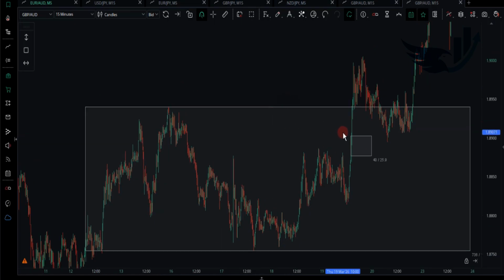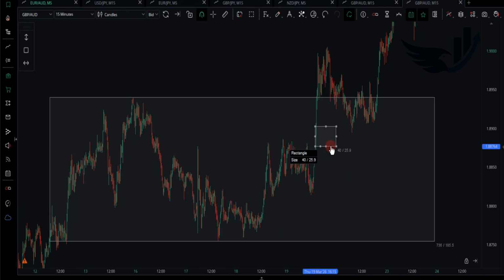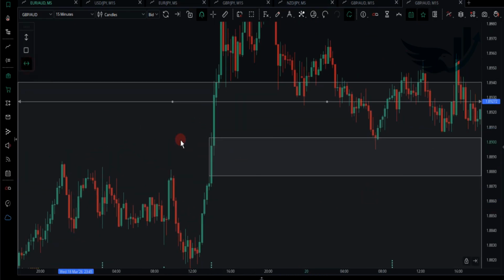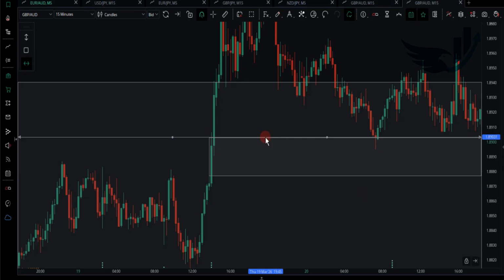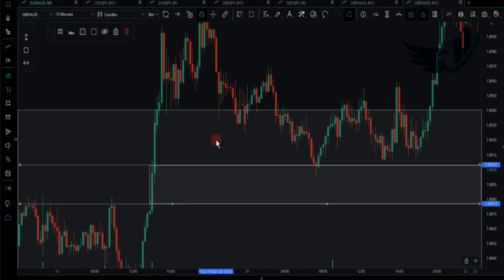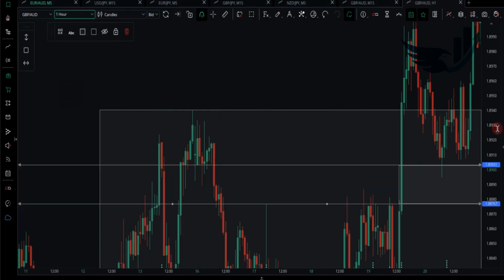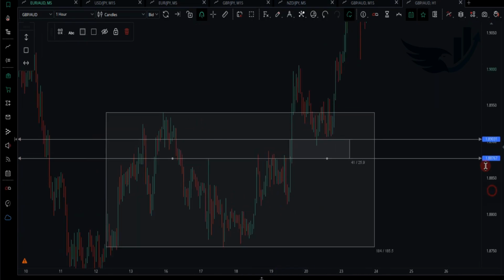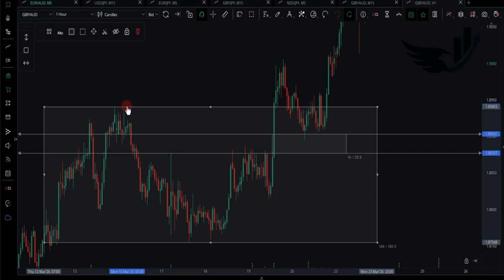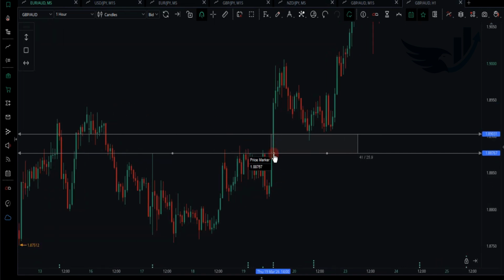But as soon as it breaks the box, we can put our pending orders, which is here. We're gonna put our entry level right above the box, considering the spread. Also, we're gonna put our stop loss here, and we're gonna take a risk reward ratio of 1 to 4. And as you can see, the price went up, it broke the box, the bigger box. Now the zone we found is reliable.